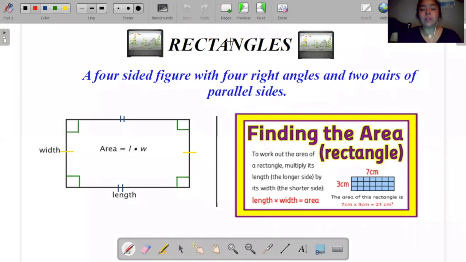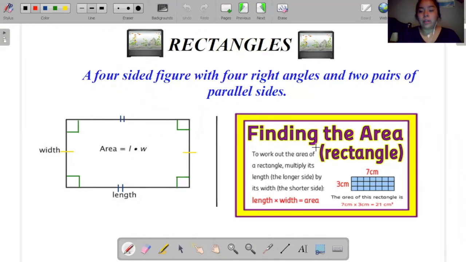Okay, so now let's look into our second shape. Our second shape is rectangle. A rectangle is a four-sided figure with 4 right angles and 2 pairs of parallel sides. So here we have our rectangle, and we have our 4 right angles inside, and then we have the 2 pairs of parallel sides. So this side is parallel to this one, and this side is parallel to that one.